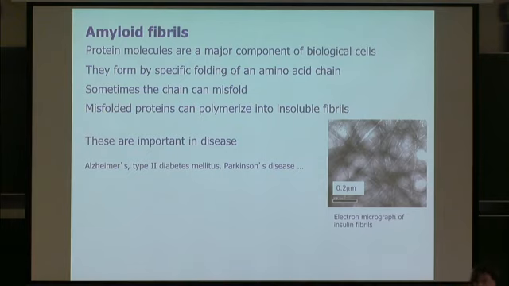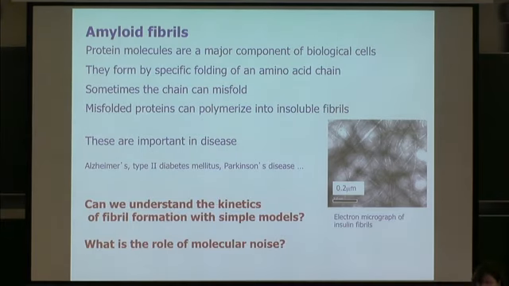And this is important because it happens in diseases. A lot of neurodegenerative diseases are associated with the formation of these amyloid fibrils. And so people would like to understand what the mechanisms of formation are and how you can, in principle, stop it from happening. There's a whole body of work which is trying to understand this, and that's also what we're trying to do.